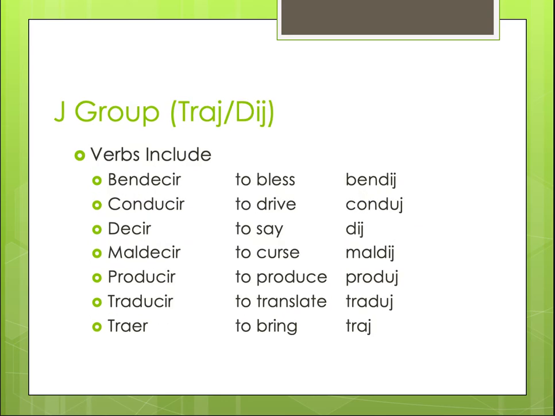Next, we've got the J group. Verbs in the J group include bendecir, which is to bless, which turns into bendij. Conducir, which is to drive, conduj. Decir, which is to say, dij. Maldecir, to curse, maldij. Producir, to produce, produj. Traducir, to translate, traduj. And traer, to bring, traj. By far the 2 most popular ones are decir and traer.